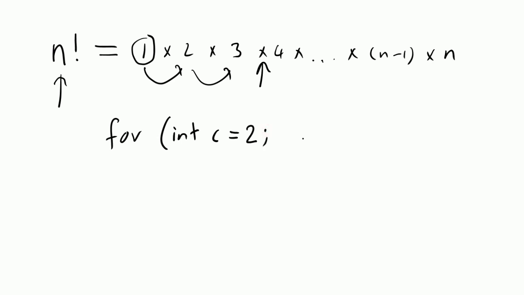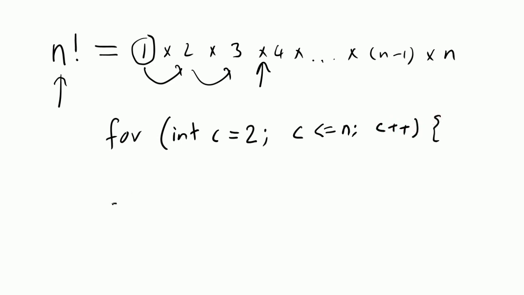And then the condition to continue multiplying is, of course, c less than or equal to n, the value that we want to calculate factorial for. And then you see the stepping here is 1 by 1, so it is c plus plus.